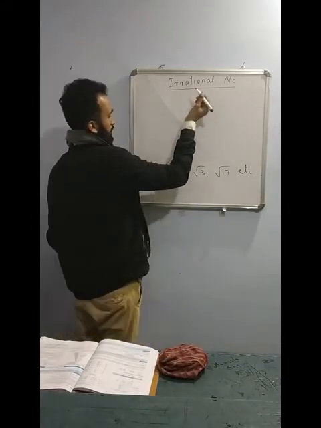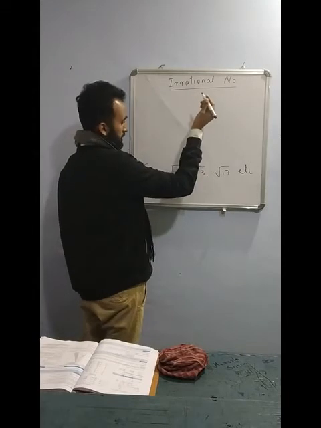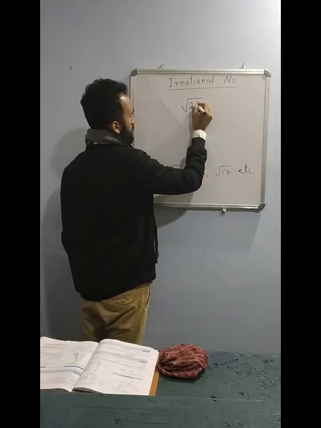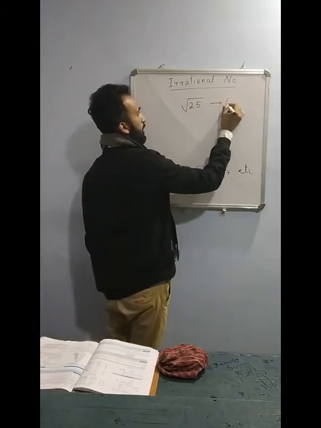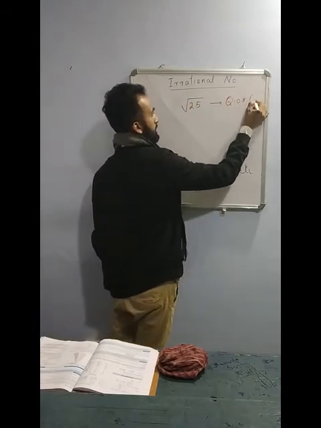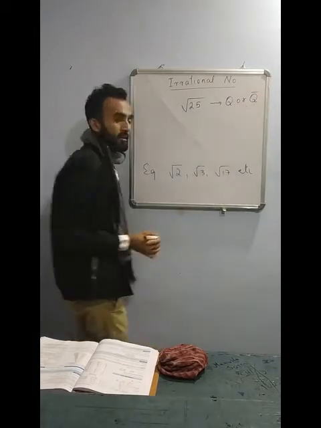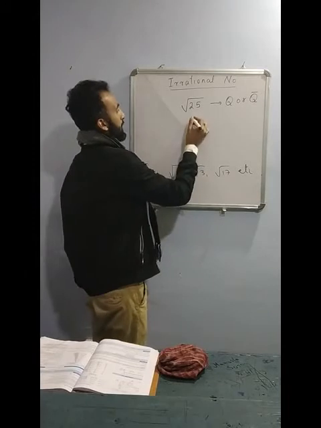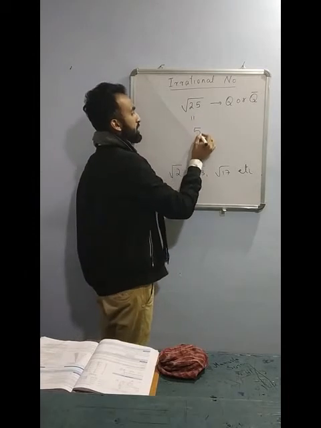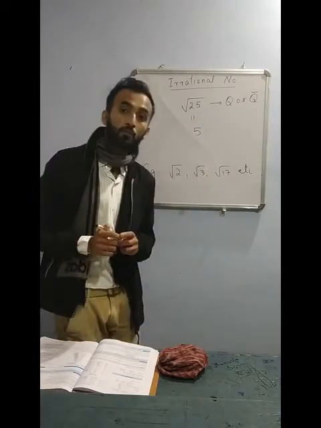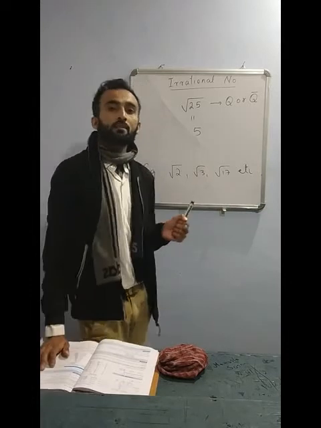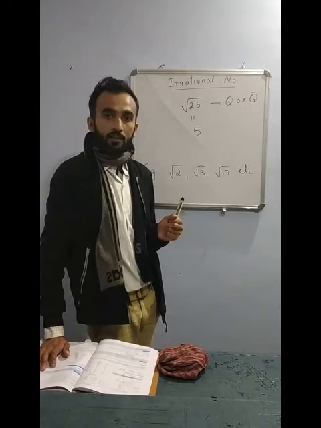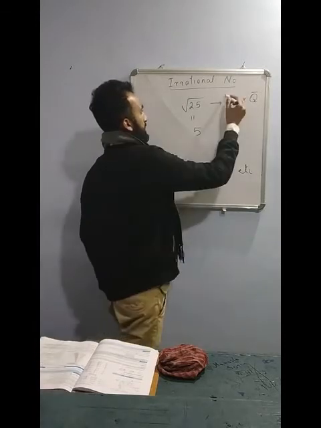Now, what will we do? When I say, what is the square root of 25? Is it rational or irrational? Tell me. Root over 25, I know very clearly, means 5. It can come out of the root. The moment it comes out of the root, it becomes rational.